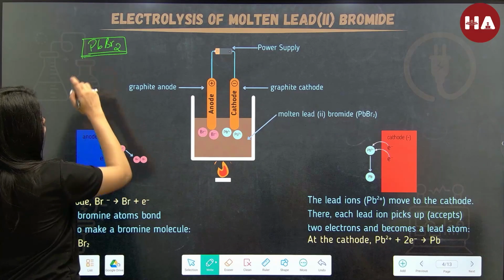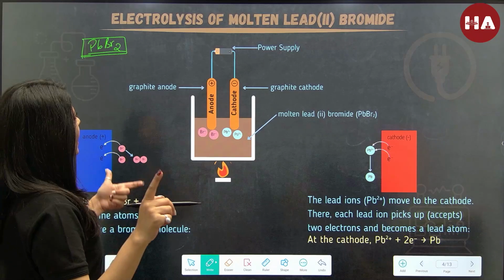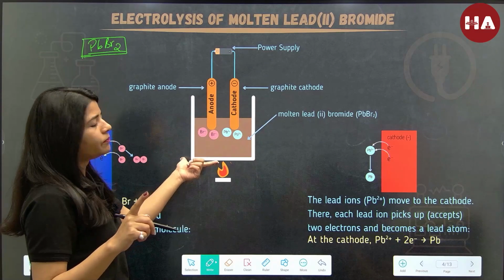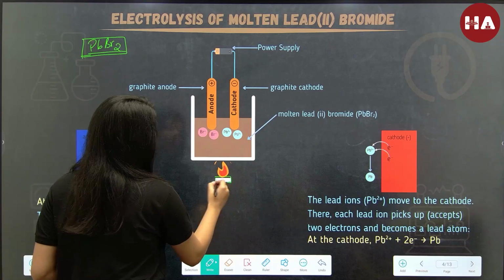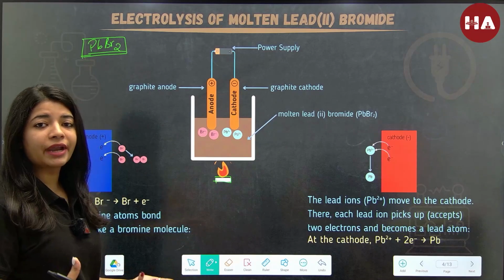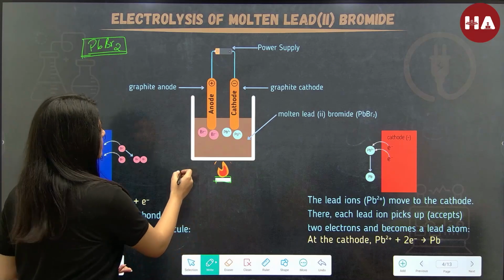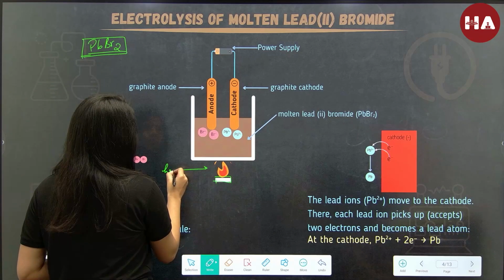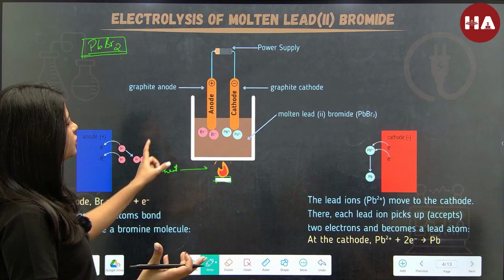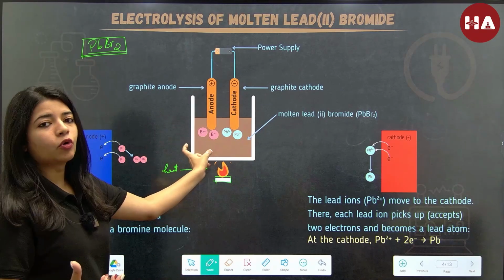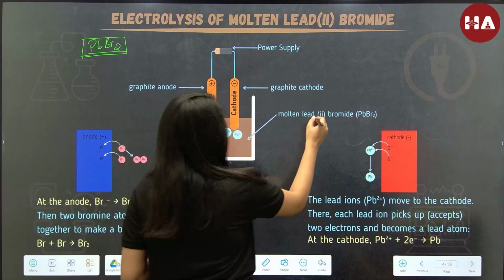So when we add PbBr2 in our setup, we add it and then we have to melt it. So we provide temperature or heat continuously, so that this PbBr2 gets molten. So what is present here? Molten lead bromide, molten PbBr2.